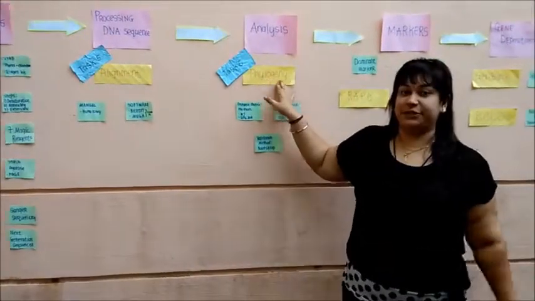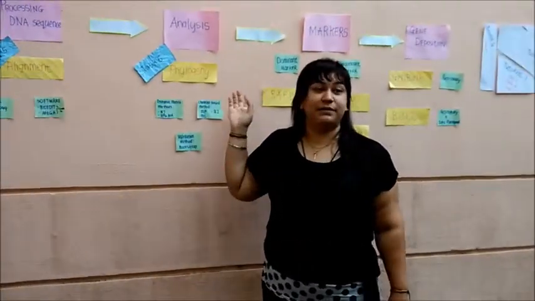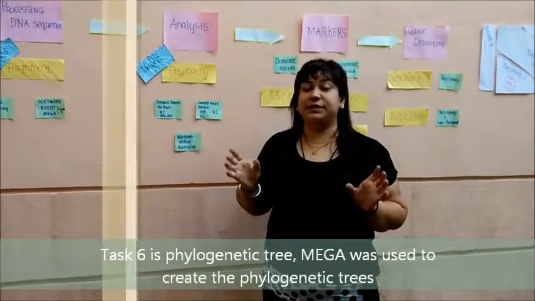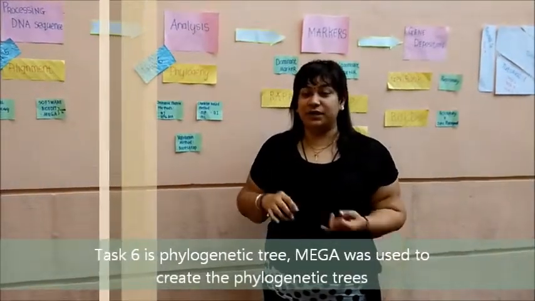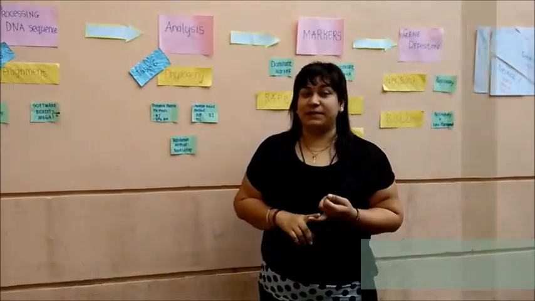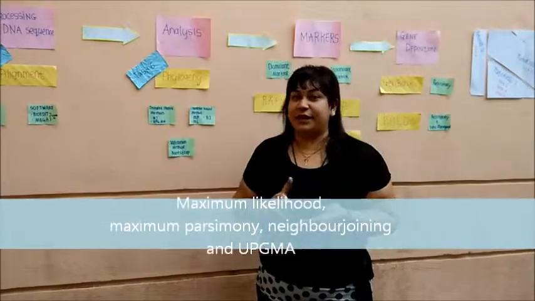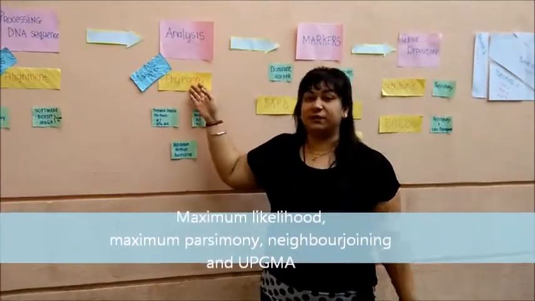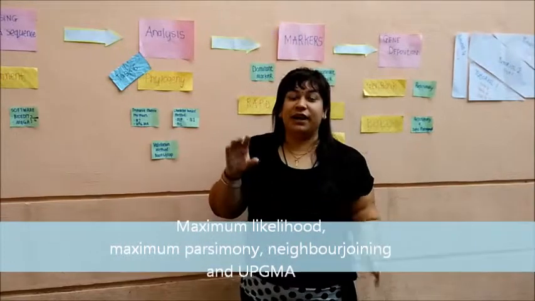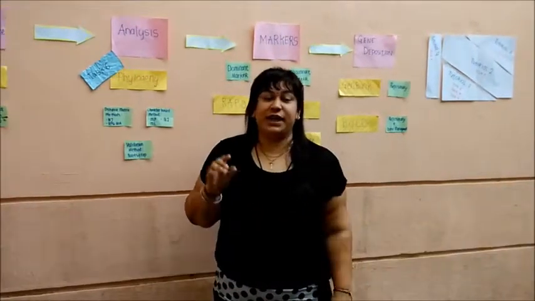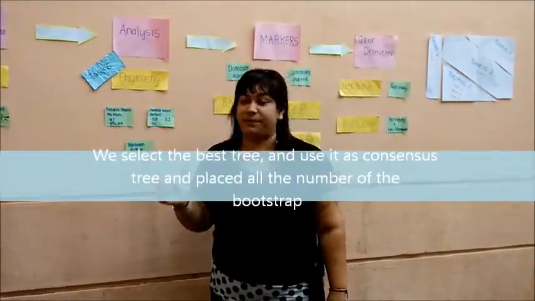Task 6 is a phylogenetic tree. We use the MEGA software to edit all the trees, and we come up with 4 trees: maximum likelihood, maximum parsimony, neighbor joining, and UPGMA. From the 4 trees, we select the best tree and use that as a consensus tree, and we put all the bootstrap numbers there.